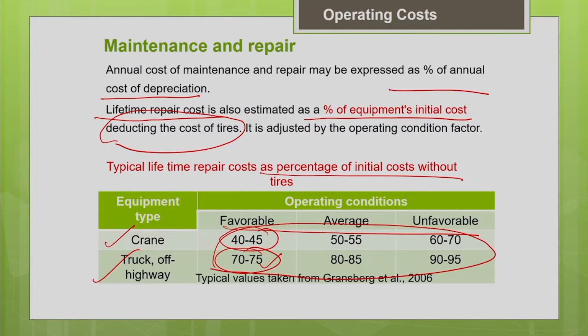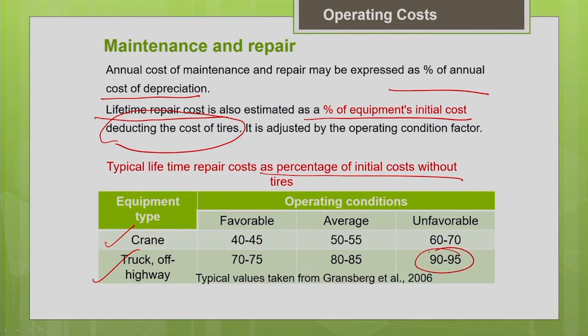Similarly, when you compare the unfavorable condition with the favorable condition, you can see that in the unfavorable condition the repair amount is very high. Say a truck is operated in a rocky terrain, on a steep terrain, on poorly maintained haul roads. In that case, obviously that is an unfavorable condition. So, you can see that obviously your repair factor will be more.